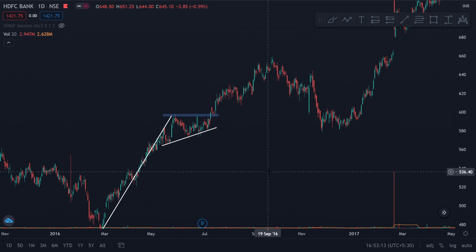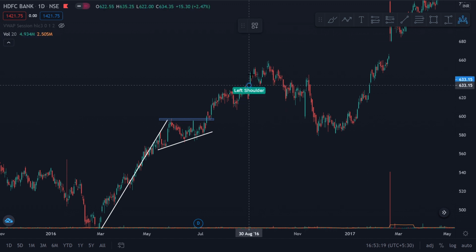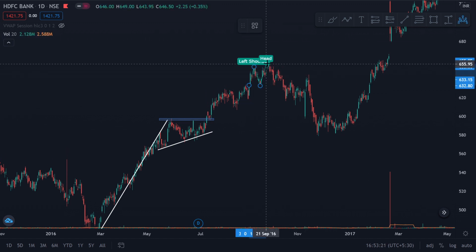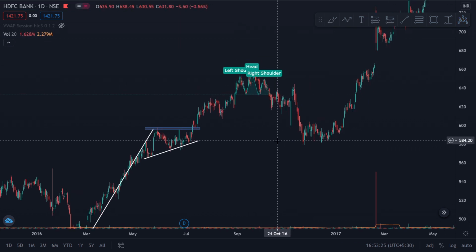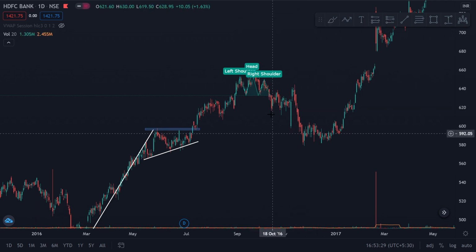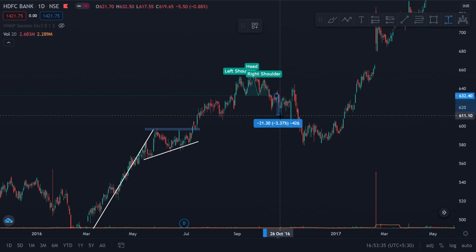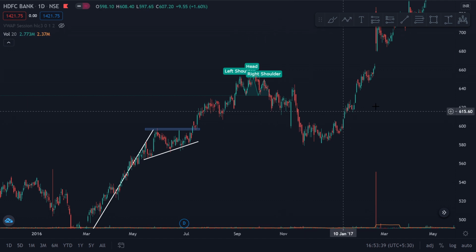Now if I go further, I can see a small head and shoulders right here as well. This is the left shoulder, this is the head, and this is your right shoulder. And targets were obviously achieved. As you can see, big targets were achieved. So even if I targeted from my low to head of 4%, my targets of 4% were easily achieved without the stop loss being hit, right?